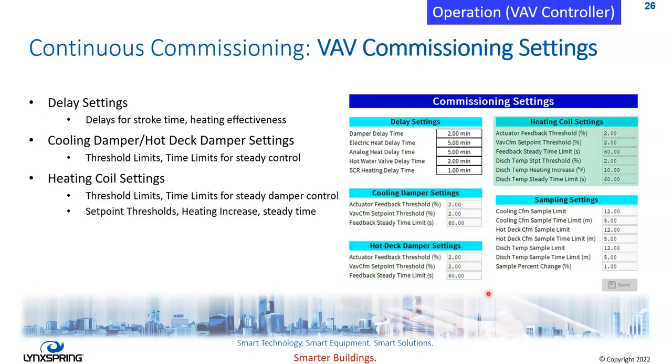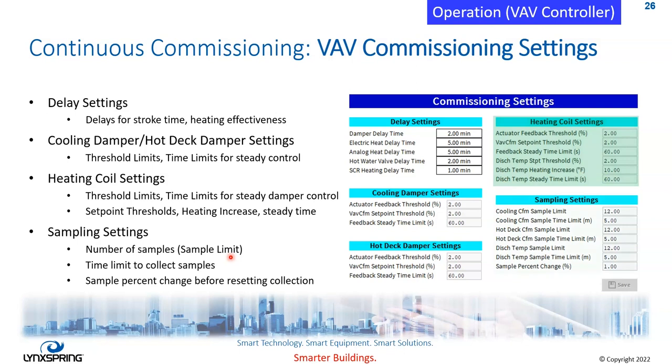Then for the heat coil settings, these are your threshold limits and time limits for the steady damper control, as well as the set point thresholds we need for the heating to increase, as well as the discharge temperature to be at a steady level for a specific amount of time.